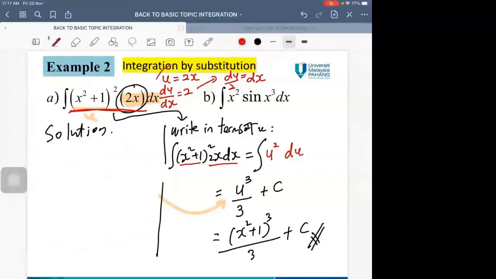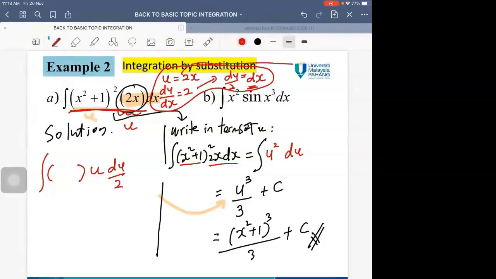If I use this as my u, what I get here is u. This term is my u. I have u here, and then I have my dx. dx is du over 2. But how about this term? I cannot represent this term. I cannot change this in terms of u.